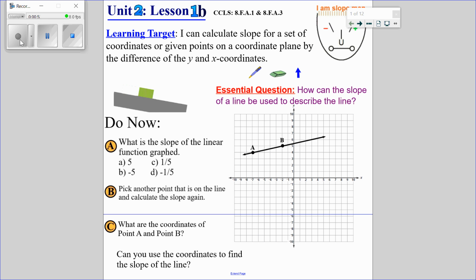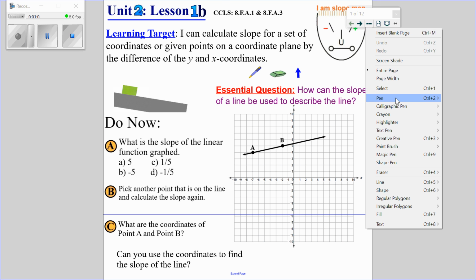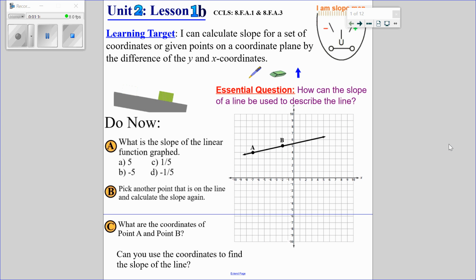What is the slope of the linear function graphed? They gave us choices. A is 5, B is negative 5, C is 1/5, and D is negative 1/5. Now if we look at the line, right now we can eliminate two choices. We can eliminate B and D because those are negative. If you look at the line, it's going upward from left to right, so there is a positive slope.